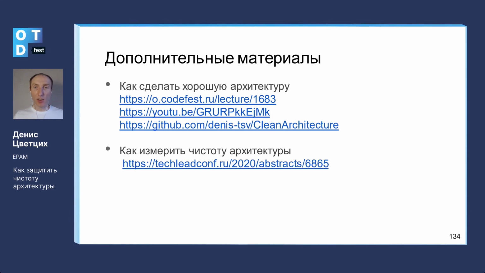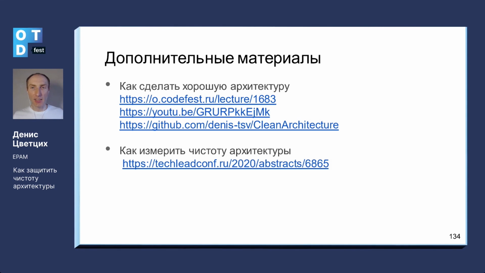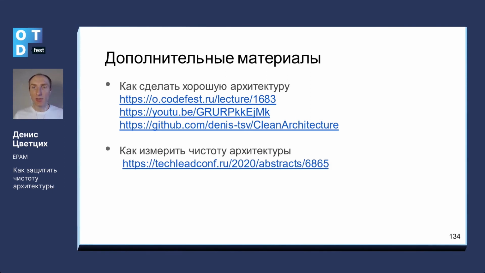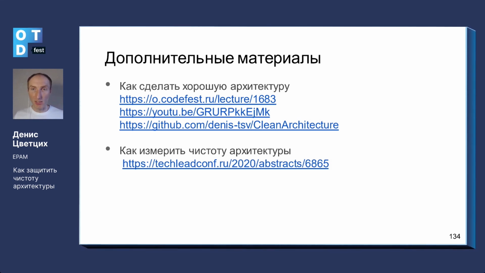There are some additional resources on how to make a good architecture. There are a number of resources online. Not all of them I can recommend yet. I can probably share with you some of my own materials. These are high quality materials and they are representative. I talked about them at the EPAM conference, at CodeFest, and we have this GitHub link, GitHub reference. You can look at it, you can look at the experience.